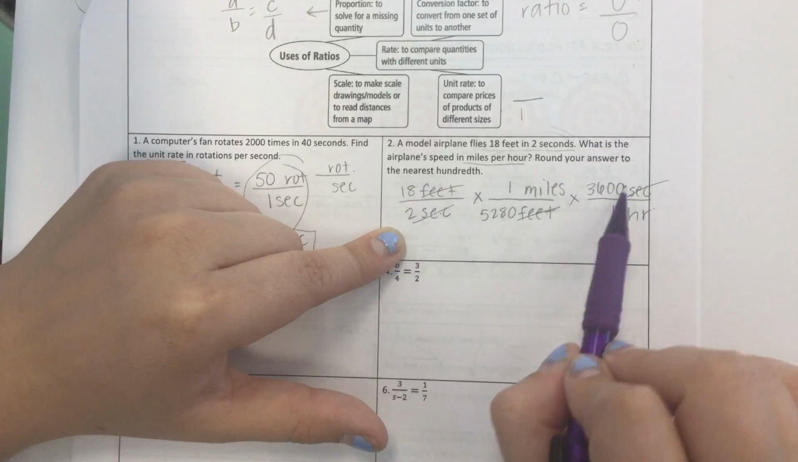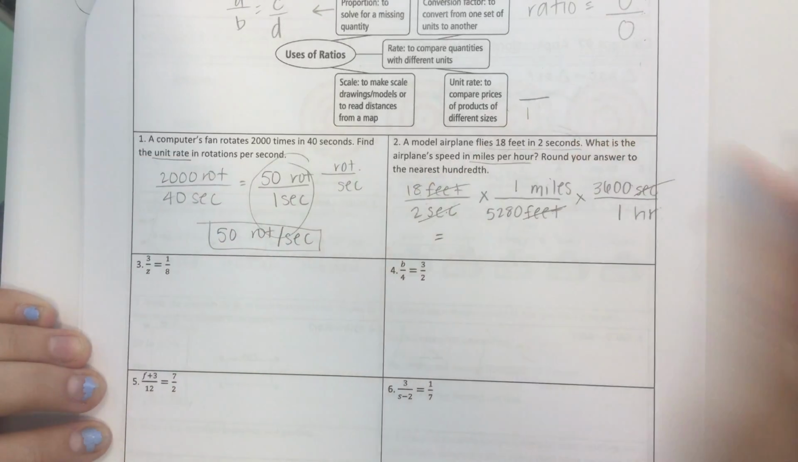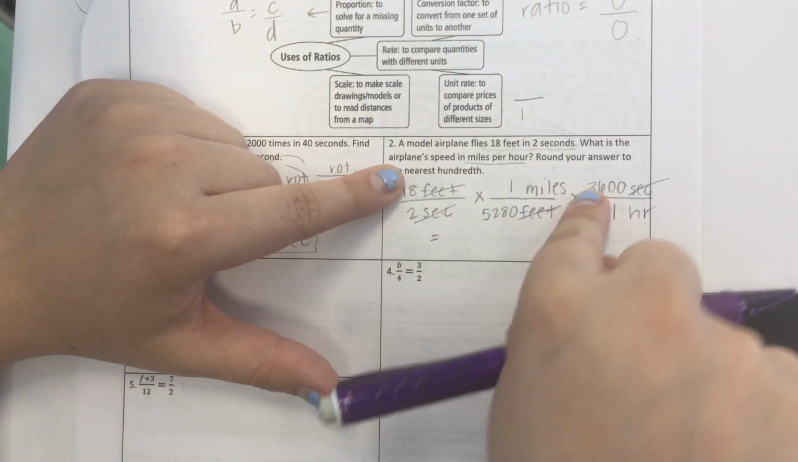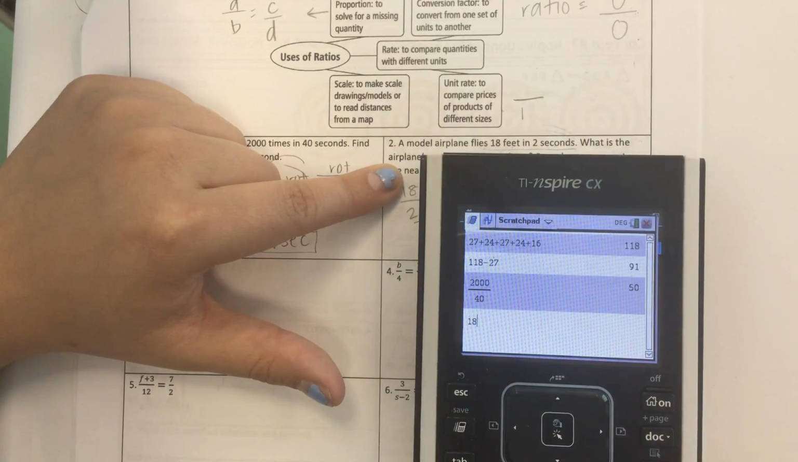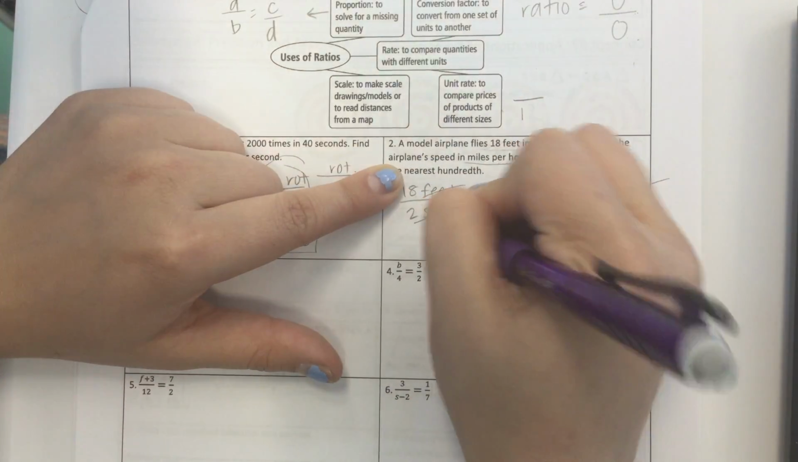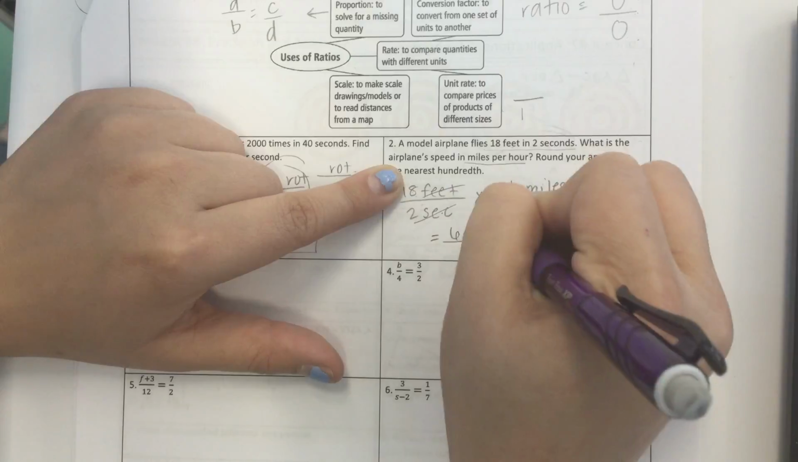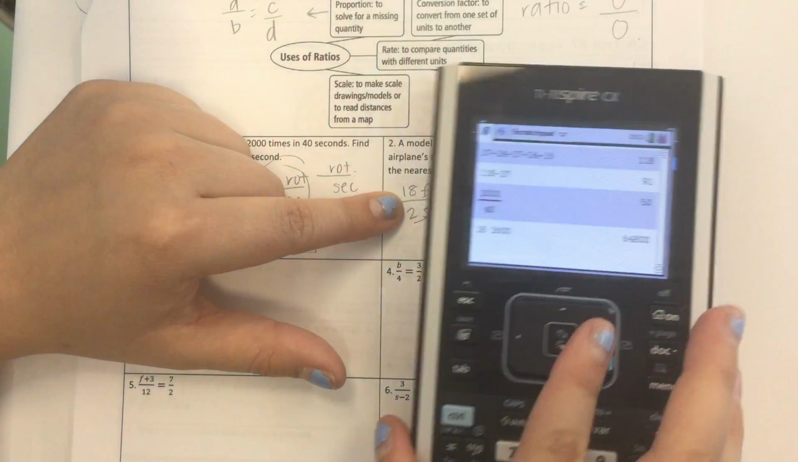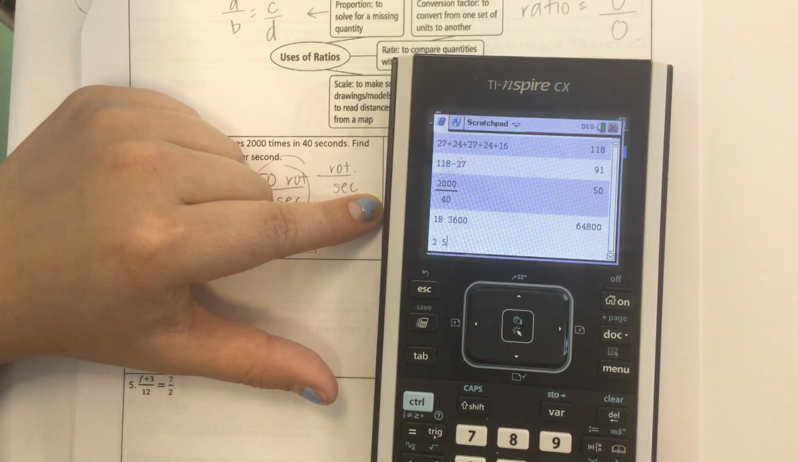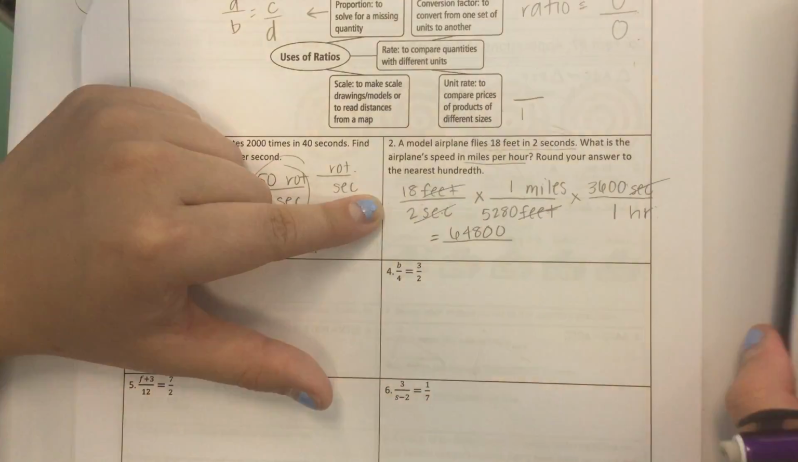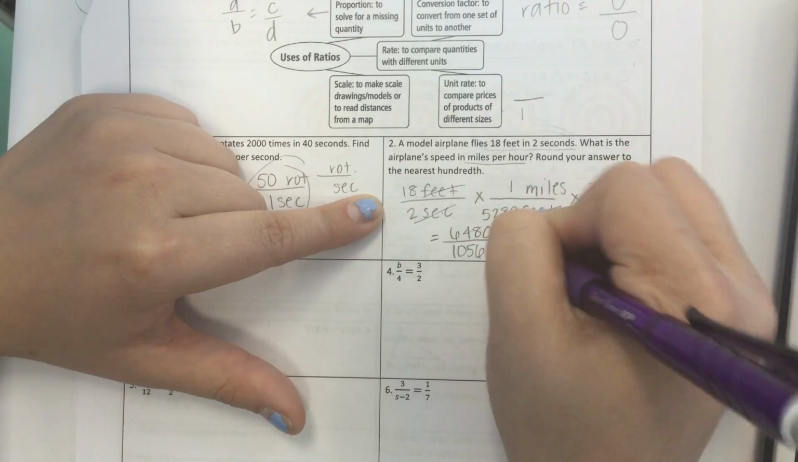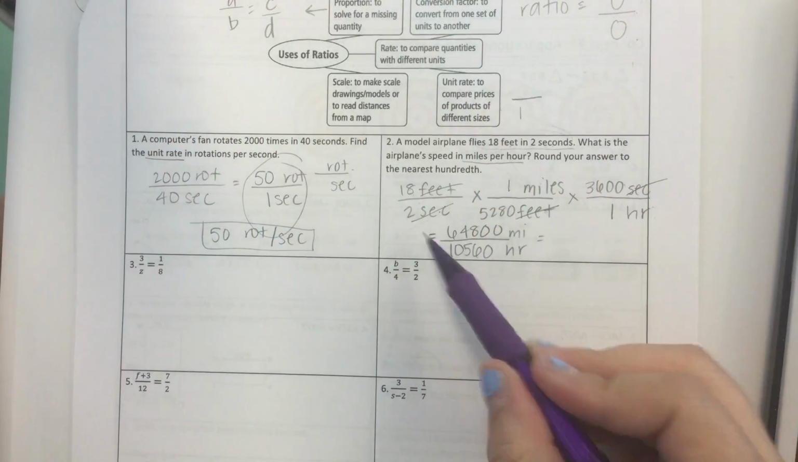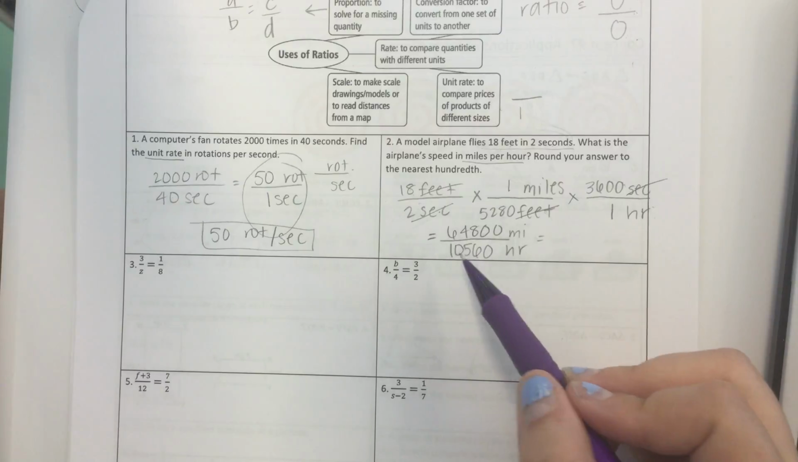All I have to do is multiply the numbers together. So I just have to go 18 times 3,600. 18 times 3,600 is 64,800. 2 times 5,280 is 10,560 miles per hour. But do you think they want to know how many miles do they go in 10,000 hours?